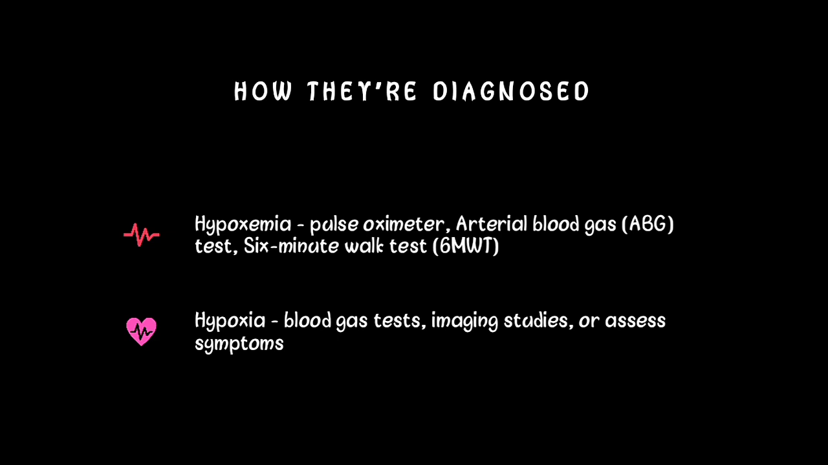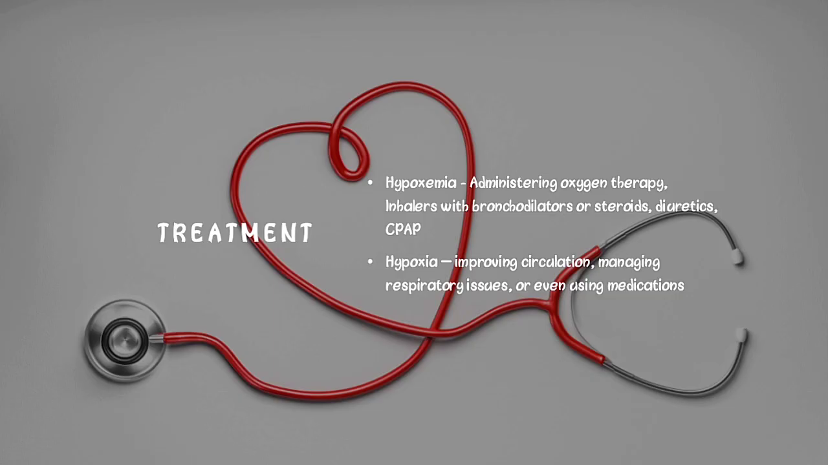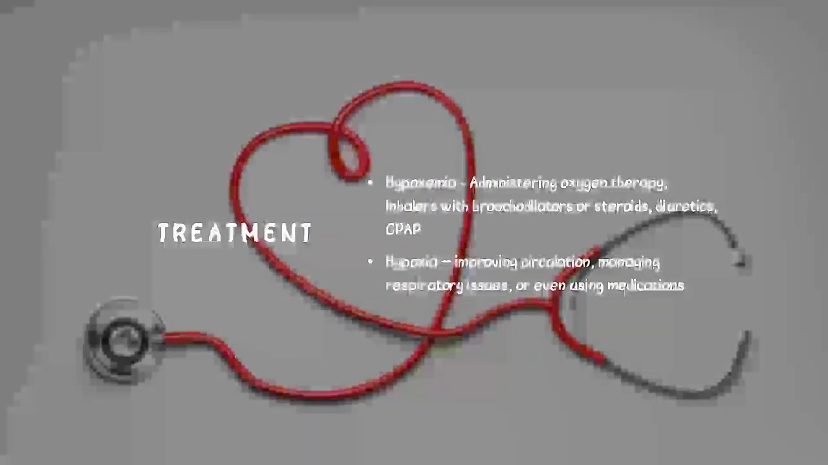Blood gas tests, imaging studies, or assessing symptoms like confusion or fatigue to determine if the tissues are being affected. The treatment of both conditions depends on the cause. For hypoxemia, increasing the oxygen supply is key. This could be done by administering oxygen therapy or treating the underlying lung or heart conditions. For hypoxia, treatment focuses on restoring oxygen delivery to the tissues, which might include improving circulation, managing respiratory issues, or even using medications to increase blood oxygen levels.